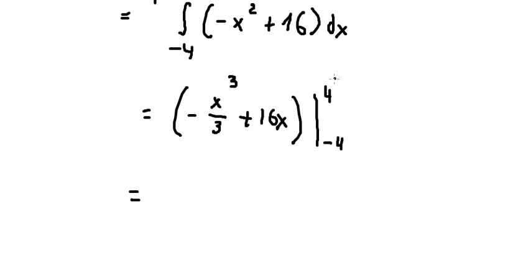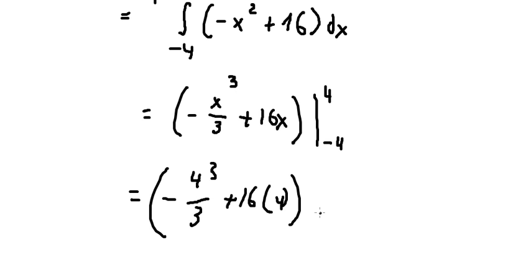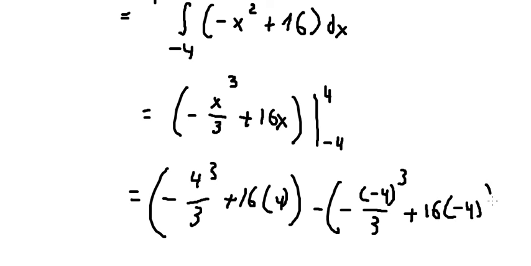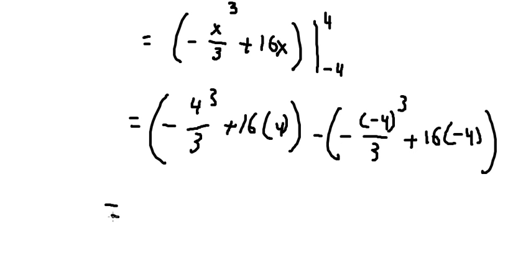And now I will put this one here, negative 4 here. So we calculate this one. We have 256 over 3. And that is the final answer.